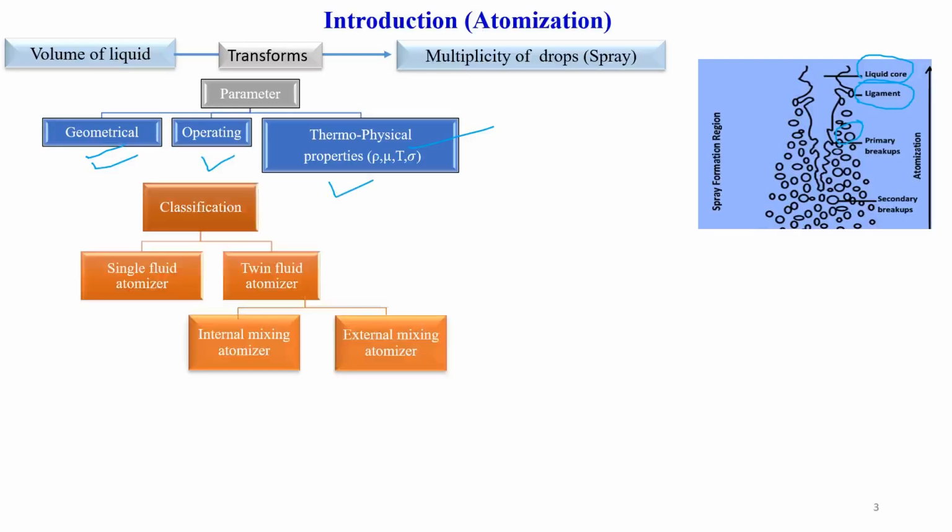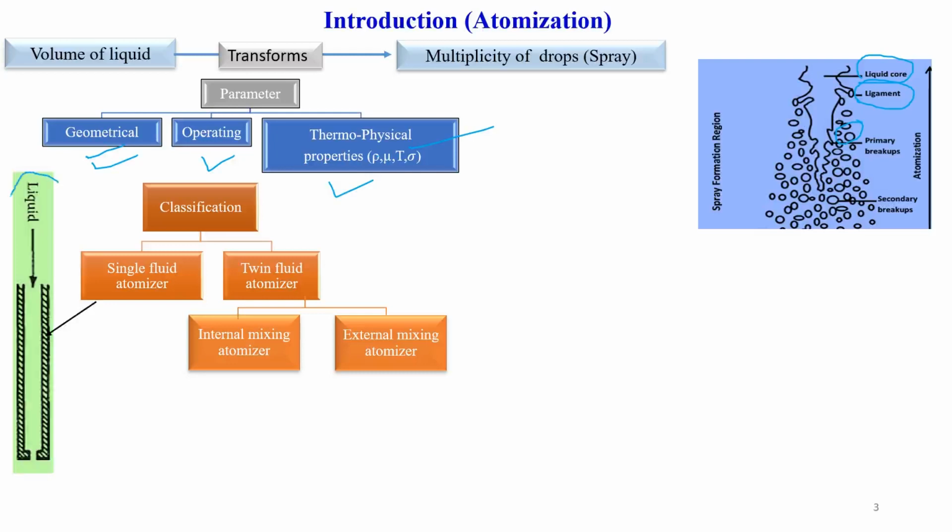Okay, next point. Here I would like to explain the classification of the atomizer. First one is the single fluid atomizer. Here only liquid is used for the atomization purpose. Only one liquid, with no additional air in this atomizer, is known as a single fluid atomizer. Next one is the twin fluid atomizer. Here we use liquid and air for the atomization process.